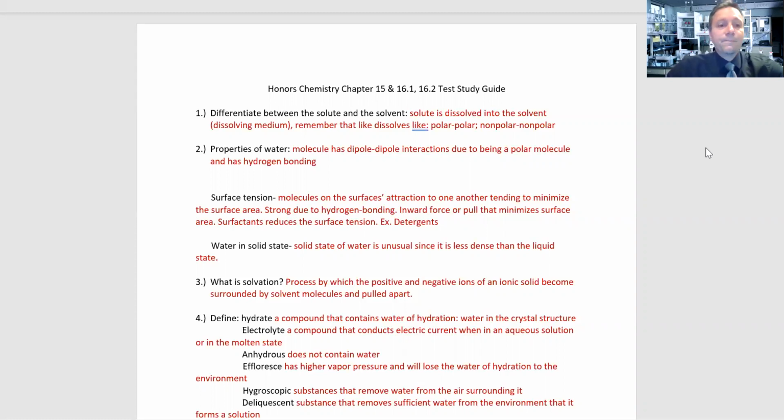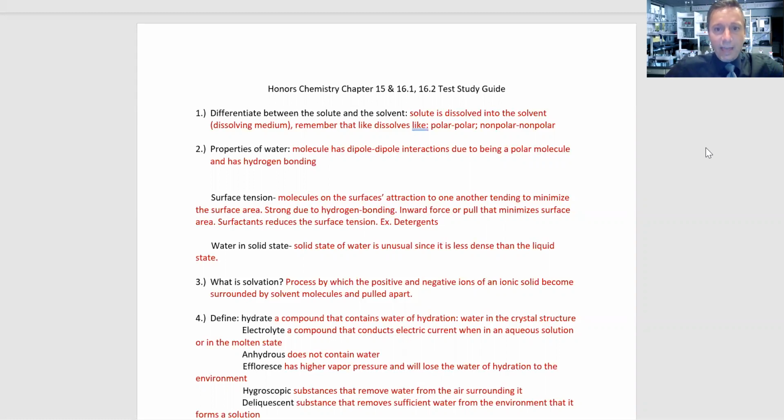So let's get started. Okay, first off, number one says differentiate between the solute and the solvent. Just remember, we had learned this one previously, but the solute is the lesser of the quantities. The solvent is what is going to do the dissolving. So solute is dissolved in the solvent. The dissolving medium is the solvent.